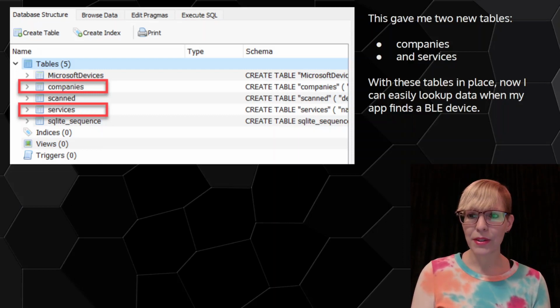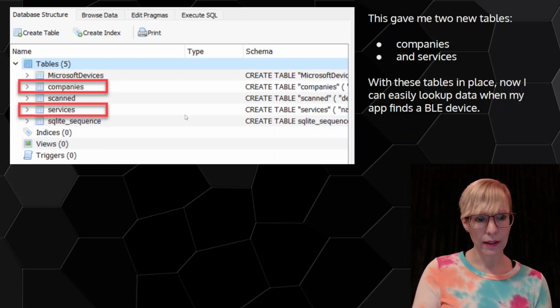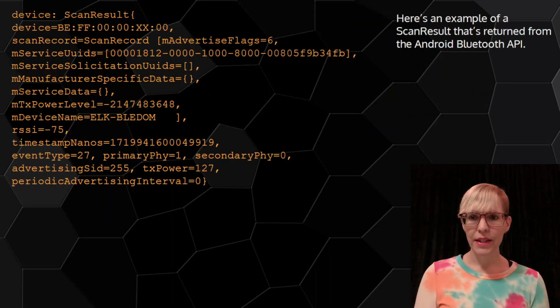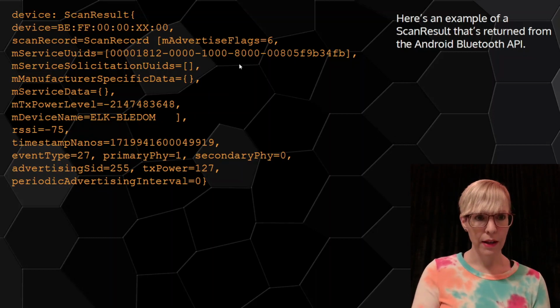And with these tables in place, now I can easily look up data when my app finds a new BLE device. Here's an example of a scan result that's returned from the Android Bluetooth API. So we've got the address, we've got a scan record, we've got service UUIDs, we've got the device name, the RSSI, a timestamp, and some other information here.